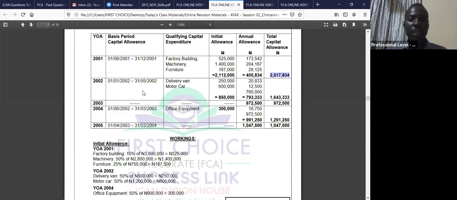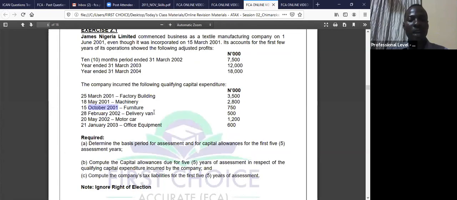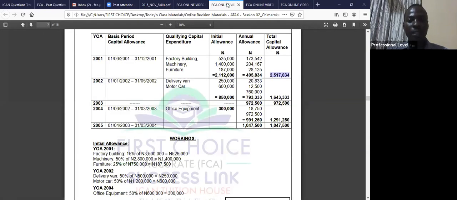Then what will happen now is this. We'll go to the second year, 2002. So the second year, 2002, we have motor van and car. We'll look at when they were purchased. The motor van was bought in February. So what we'll do now is this. February, and this basis period is from January down to May. So what happened is that, how many months did you use it? Use it in February, use it in March, use it in April, and use it in May. How many months? That's 4 months.